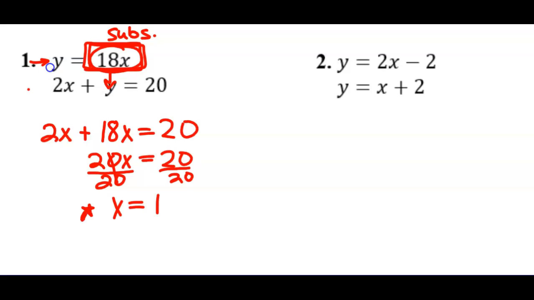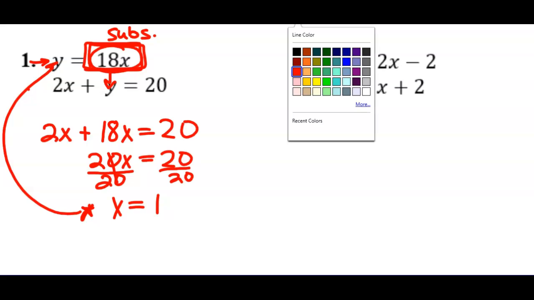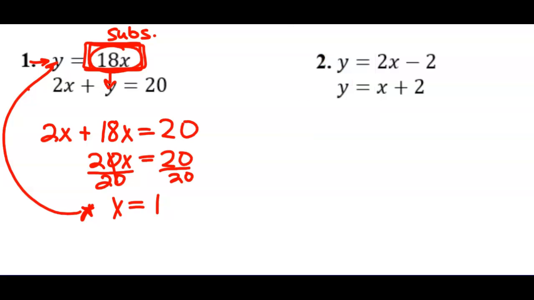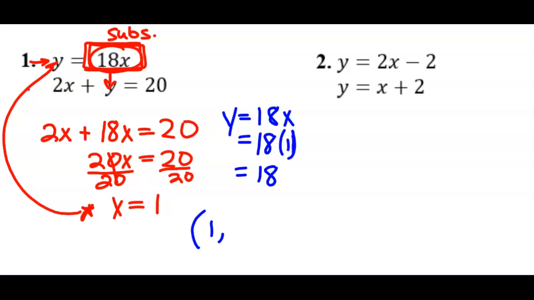Now this here can help me by putting it into here to find out what my y is. So I'm going to do my original equation, y equals 18x. And in there, I'm going to put my 1, because I know x is equal to 1. So, what's 18 times 1? 18. So what's my answer? 1, 18. That's my answer. Okay?